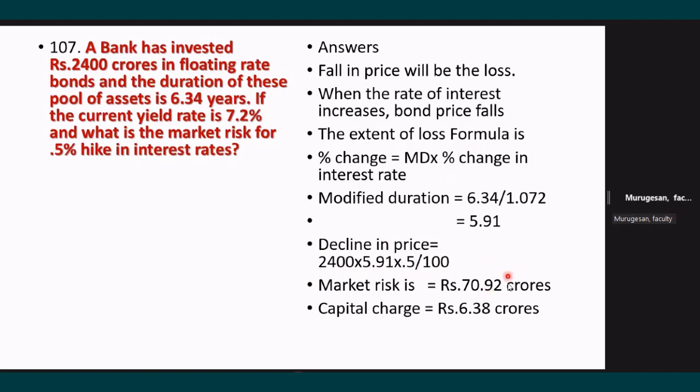Sir, how do we get the capital charge? Which one? Capital charge 6.38. How do we get it? Market risk into 9%. This is the risk, boss. This is the market risk of 70.9. Risk weight into 9%, you put just 9%. That is the capital charge. If they ask for capital charge, otherwise, they are asking only risk weight, market risk only.